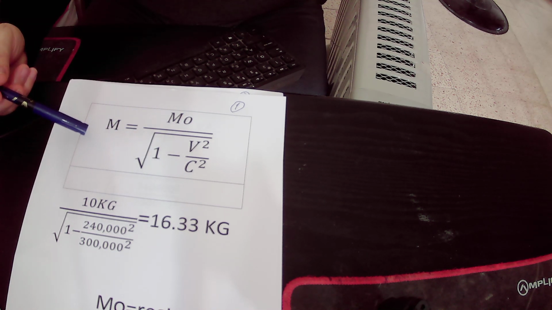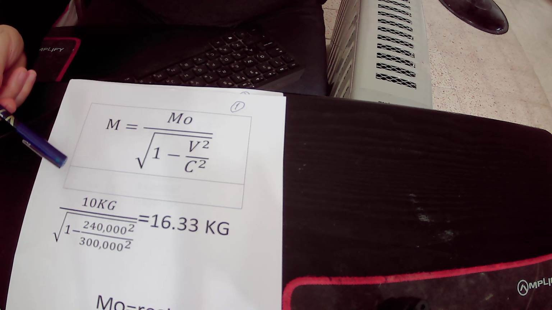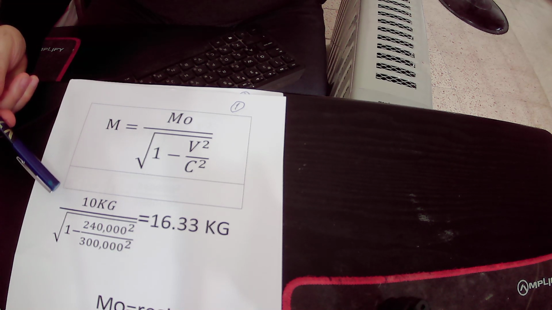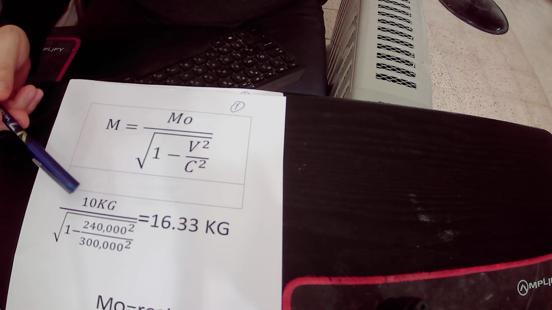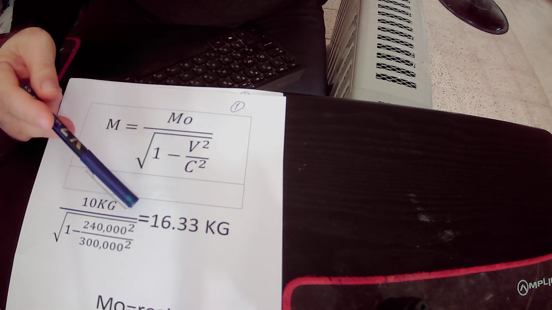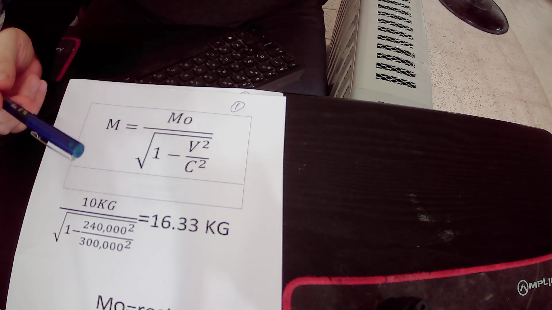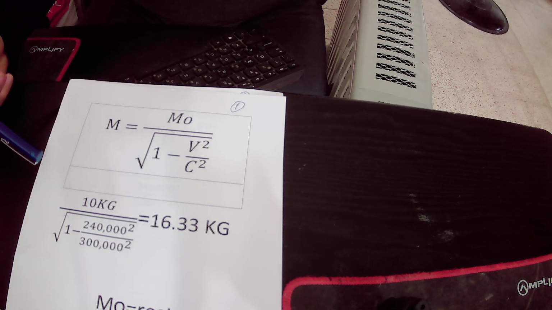So his mass in space, when he travels at the velocity of 80% of the speed of light, that is 240,000 kilometers per second, will be 16.33 kilograms. So actually his mass increased by 63.3%.